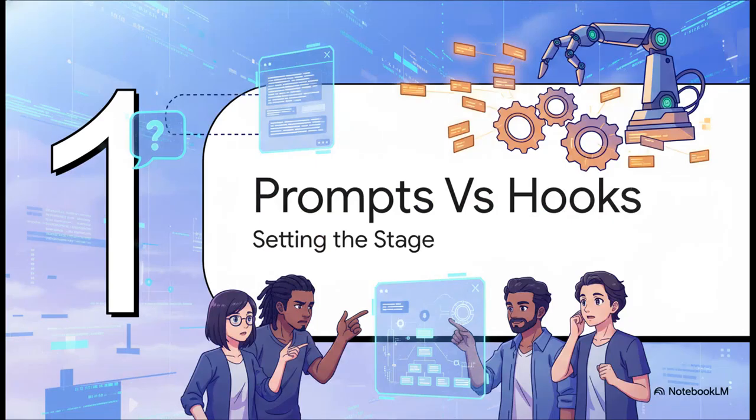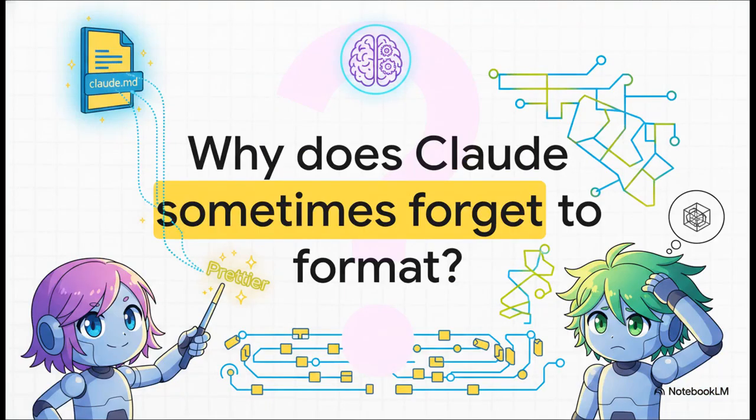All right, let's jump straight into Section 1, Prompts versus Deterministic Hooks. Let's set the stage with a pain point I know we've all felt. You write out this absolutely beautiful set of instructions in your Claude.md file, right? You tell Claude, hey, run prettier after every single file edit. And most of the time, it listens. It does exactly what you asked. But then, out of nowhere, it just kind of doesn't. It skips a step, and suddenly you're left doing manual cleanup.